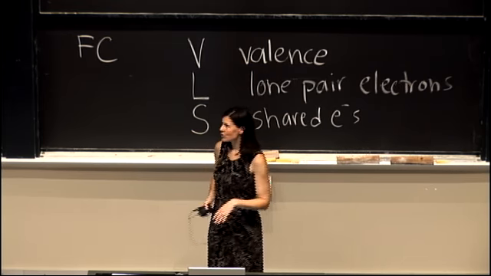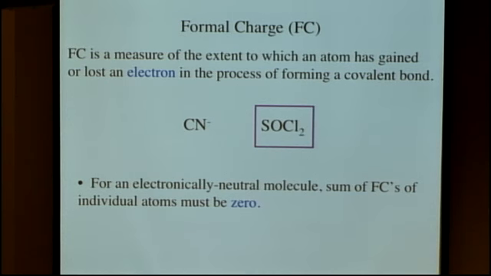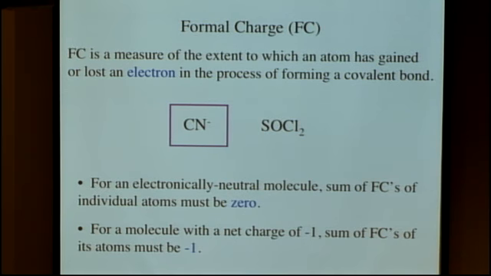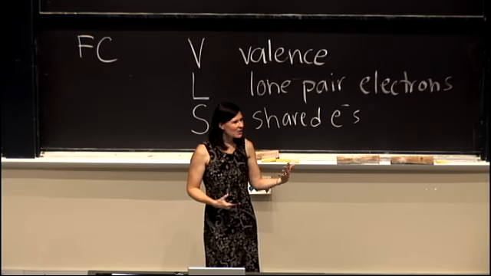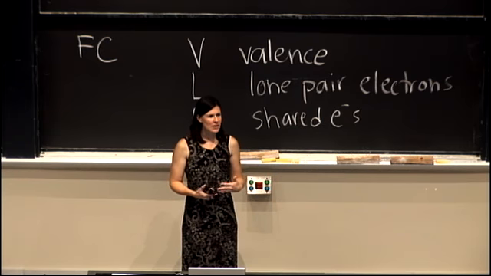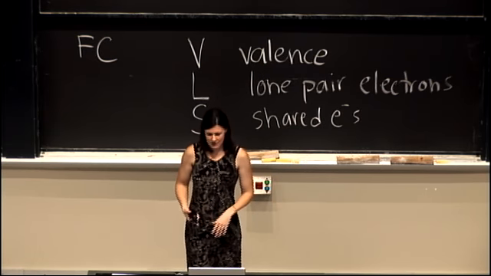So if we think about the second case here, where we have CN minus, now we're talking about a molecule with a net charge of -1. So that means if we add up all of the formal charges within the molecule, what we would expect to see is that they sum up to give a net charge of -1. So we can do this for any final charge we have. If we have a molecule that has a charge of +2, then all of the formal charges should add up to +2, and so on.